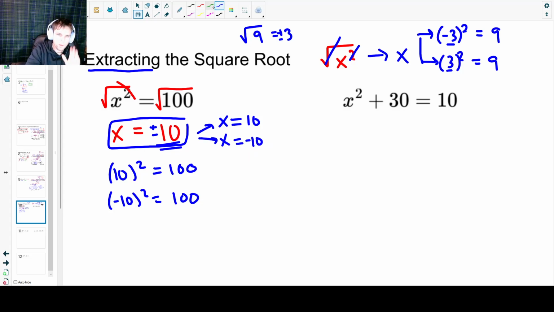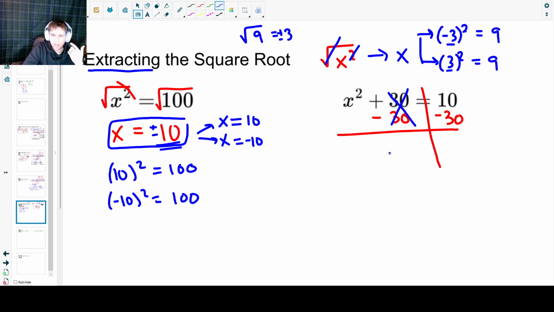Okay, let's look at one more that's slightly more complicated, but again, in the realm of what we were looking at already. So here we have an equation with a little bit more going on. I have to get rid of this plus 30 here before I can take the square root. So I would take away 30 on both sides, and I would get an equation, again, a little bit simpler here. We get x squared equals negative 20.